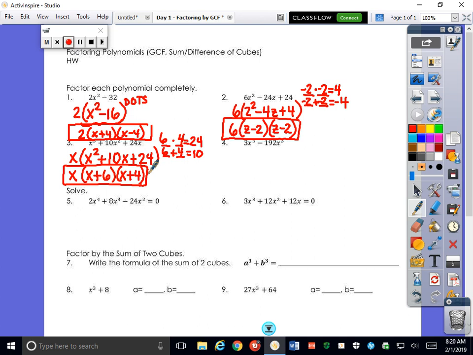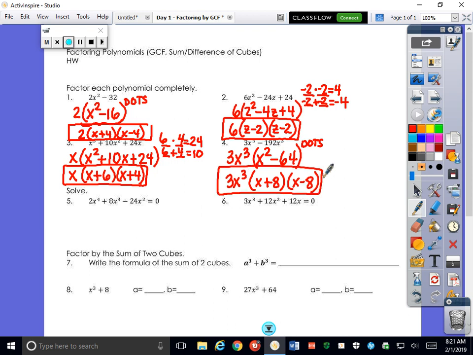In number 4, they have a 3 in common and an x to the third. They both have 3 x's. So when we factor that out, we're left with x squared minus 64. 192 divided by 3 is 64. This can still be factored because that is a difference of 2 squares. So this is going to become x plus 8 and x minus 8. You have to keep the 3x to the third in front.